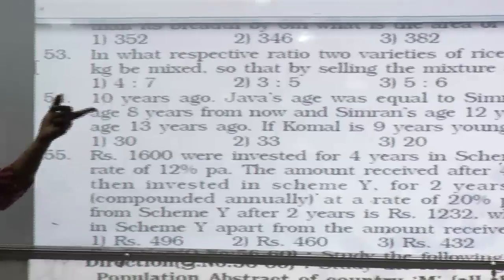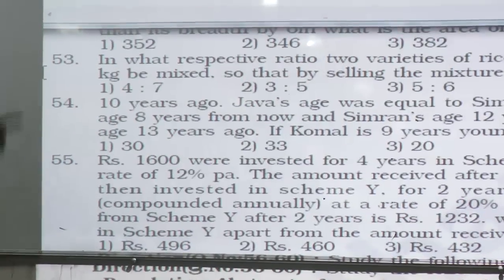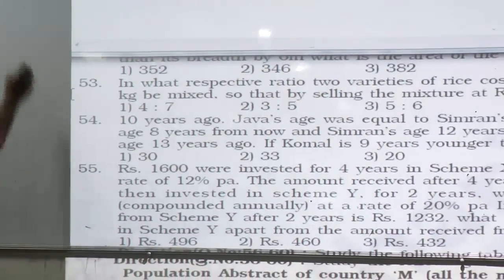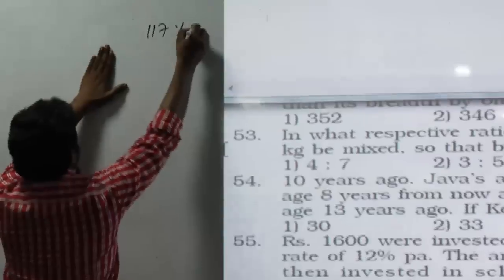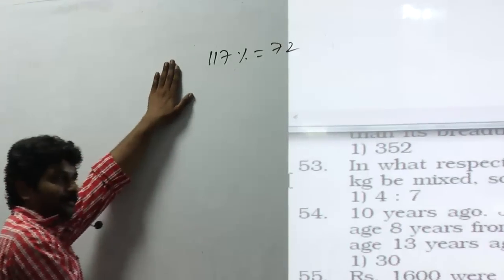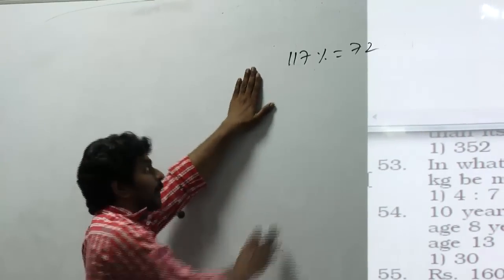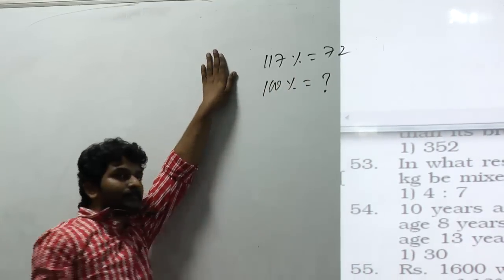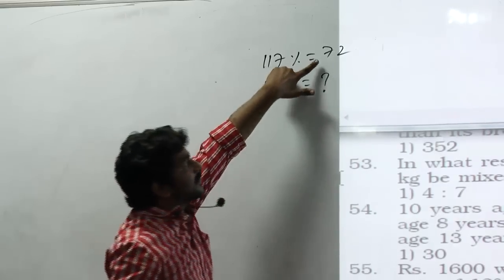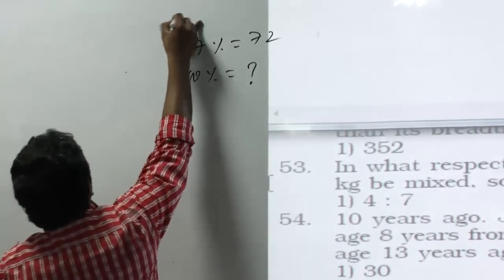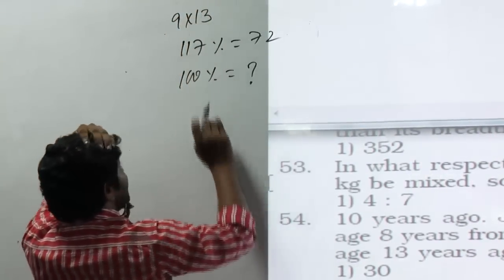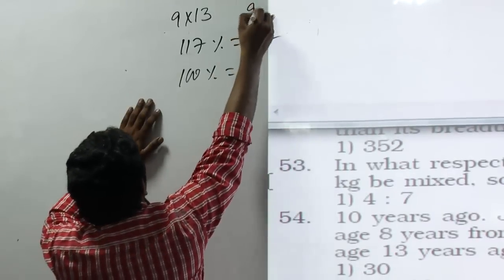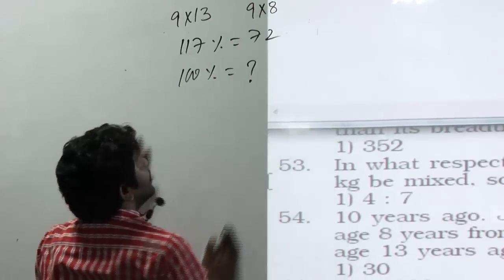So from this, first of all, you need to calculate the cost price. Thereby gained 17%. So total selling price becomes 117%, which is equal to 72. And you need to calculate 100% is how much. Both are 9 multiples. 9 thirteen times and 9 eight times.